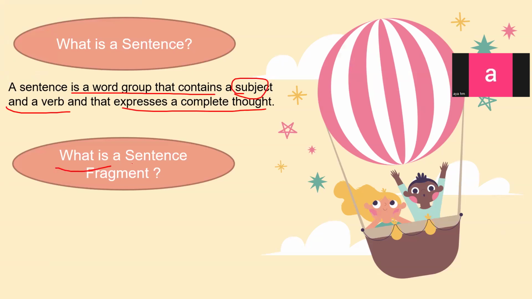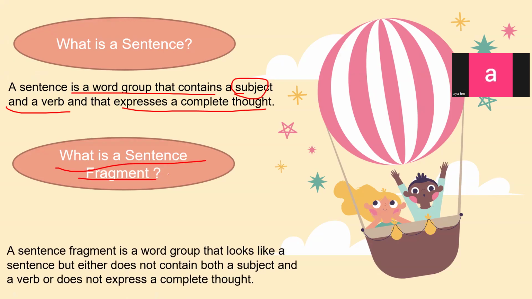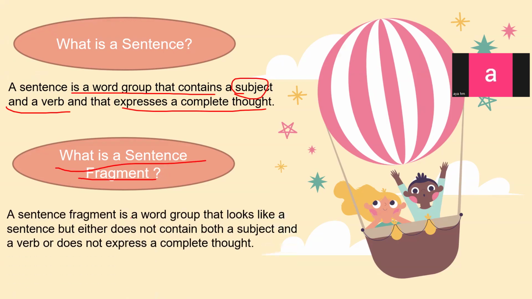Then, what is a sentence fragment? It's a word group that looks like a sentence, but either does not contain both subject and verb, or it does not express a complete thought. For example, as she went to the school and we stopped. What happened as she walked to school yesterday? What happened? So it's a sentence fragment.